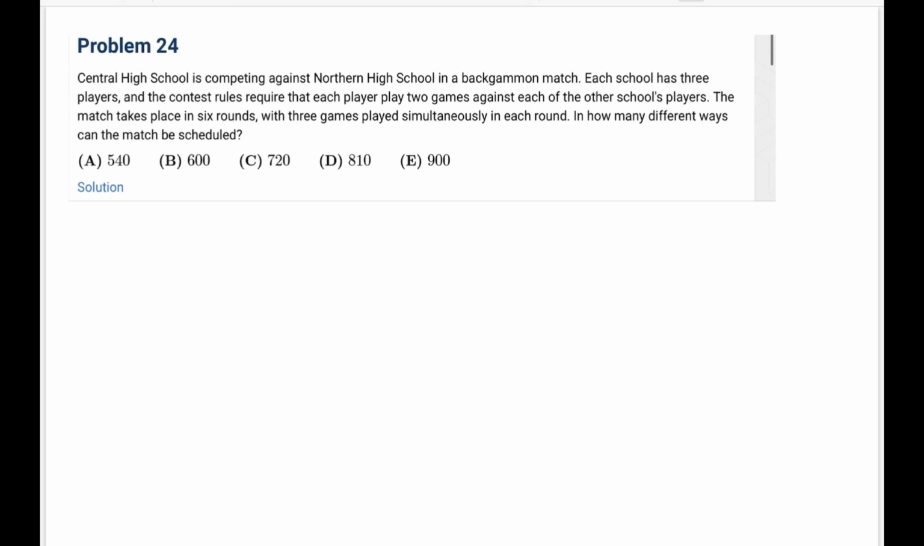Number 24. Central High School is competing against Northern High School in a backgammon match. Each school has 3 players, and the contest rules require that each player play 2 games against each of the other school's players. The match takes place in 6 rounds, with 3 games played simultaneously in each round. In how many different ways can the match be scheduled?